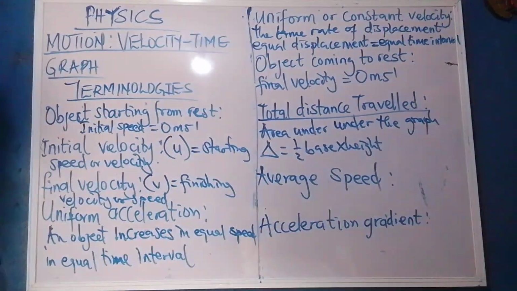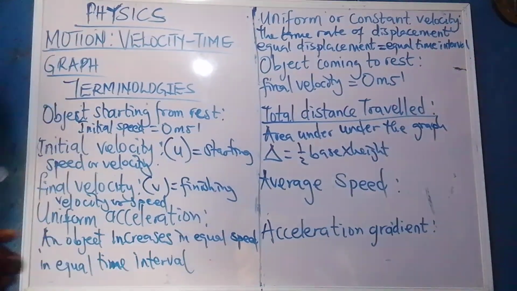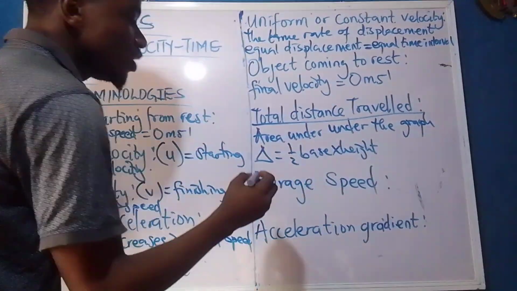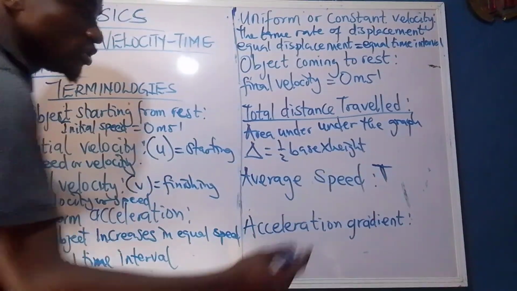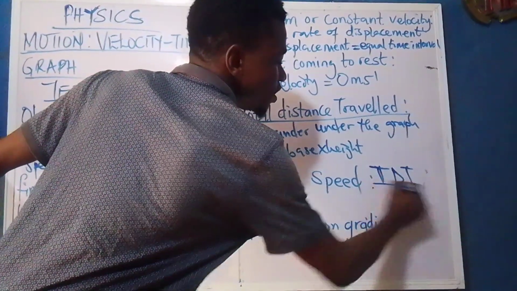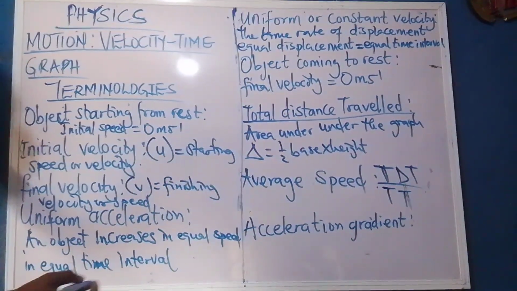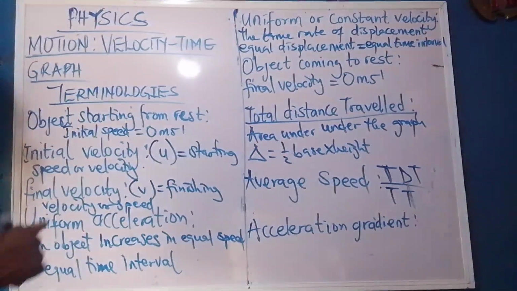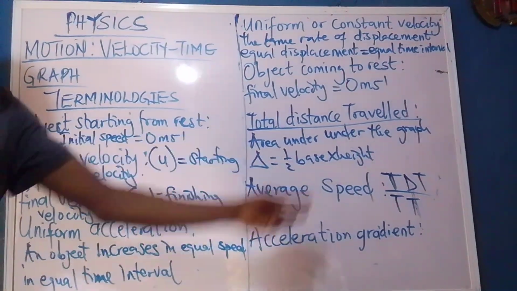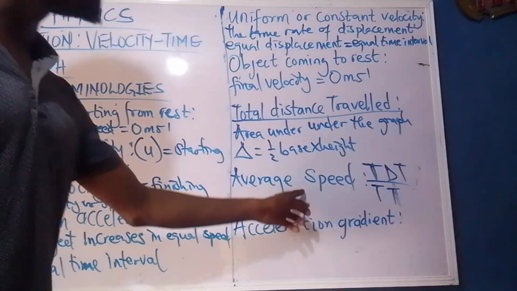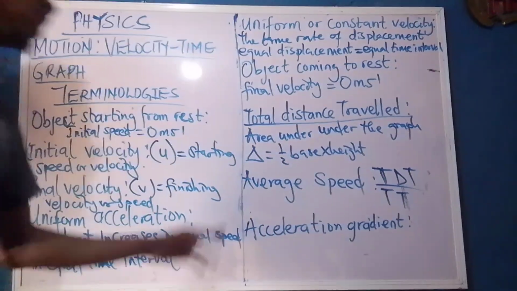So the next one is average speed. Now what is average speed? Average speed is the total distance of a motion travelled over the total time taken. Do you understand? The total distance the object travelled over the total time it took the object to travel that motion, that's what we call average speed. Don't forget, total distance travelled over total time taken is average speed.